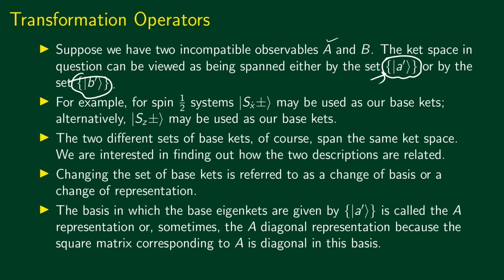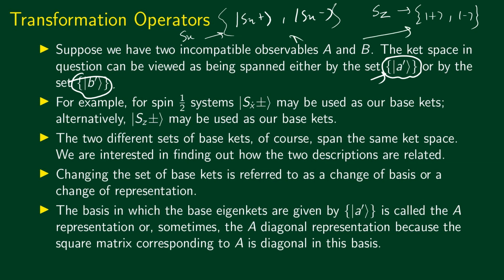Now, as an example, we can talk about the spin half systems. We can either use ket Sx plus, ket Sx minus as the base vectors. This is a two-dimensional space, so we can use either ket Sx plus and ket Sx minus as a set of basis vectors, or as the basis. These are the eigenkets of observable Sx. Or you can choose the eigenkets of observable Sz, which are denoted as ket plus and ket minus. So we could either choose this set as basis vectors or this set as the basis vectors, or as base kets.